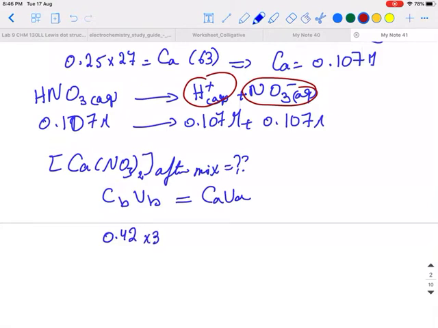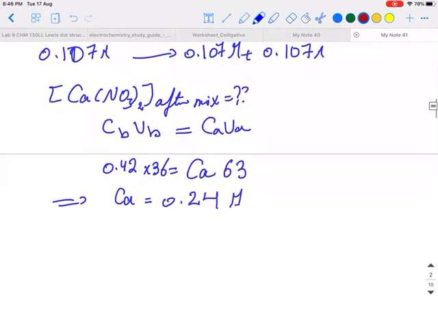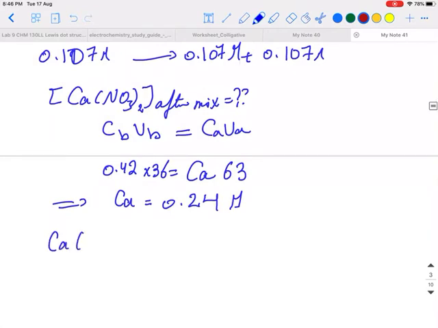So 0.42, volume before mixing is 36. Concentration after mixing is the variable that I need to calculate, and the volume after mixing, we assume it additive, 63. So upon simple calculation, concentration after mixing for calcium nitrate will be 0.24 molar.